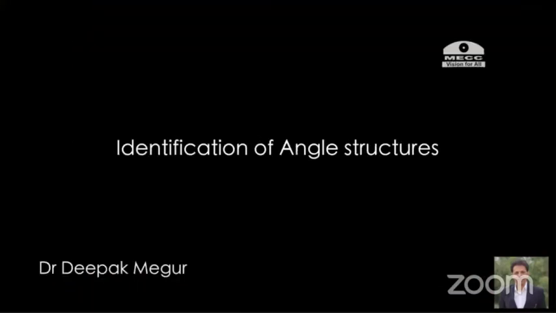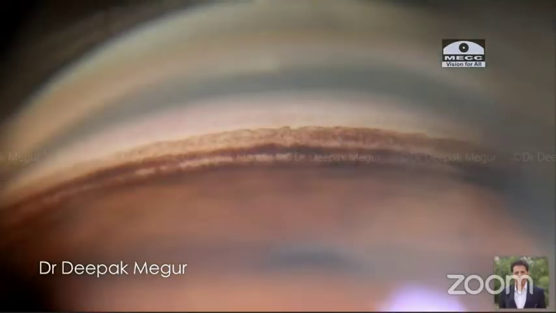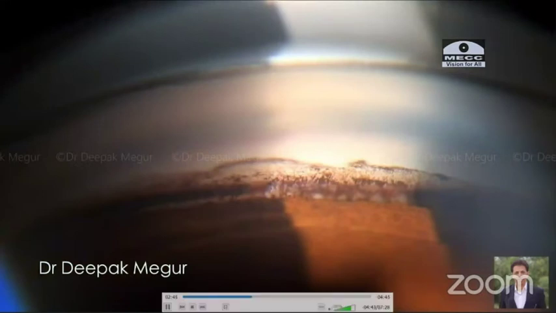How do we identify the angle structures? In a widely open angle, these are the typical structures seen from the ciliary body to the Schwalbe's line. We have an alternating band of hypo and hyperpigmentation. But we need to understand that the angles come with a great many variations, primarily because of the variation in the amount of pigmentation. These variations will confuse and mislead most novices.